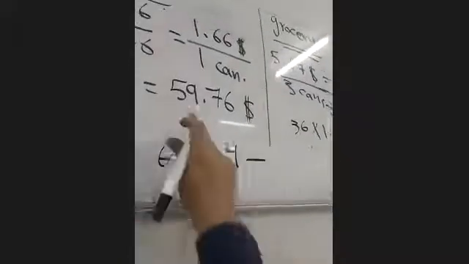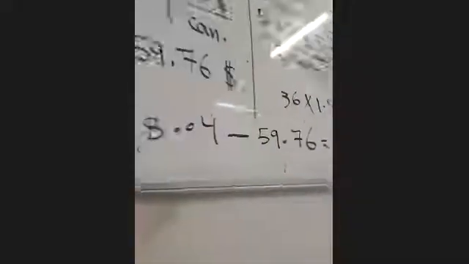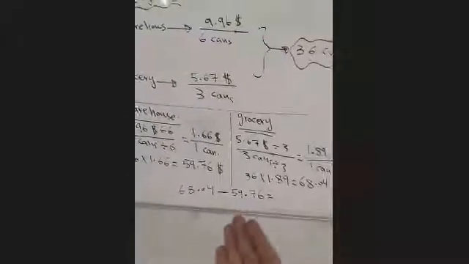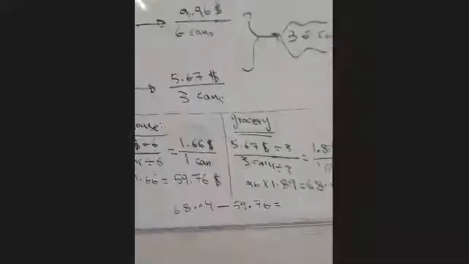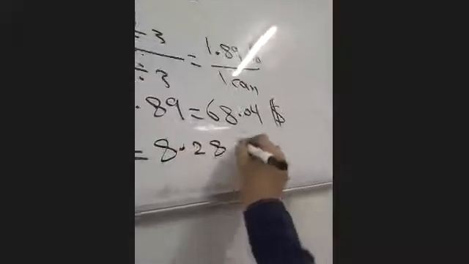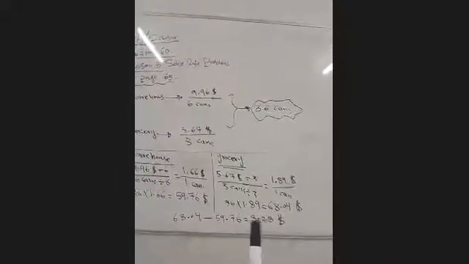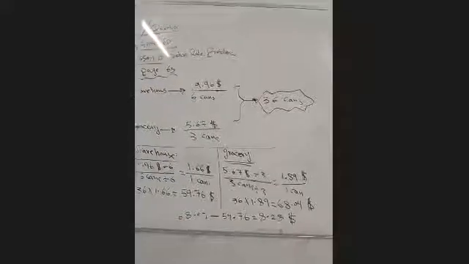minus 59.76. We'll do normal subtraction, put them over each other and subtract, and the answer will be, guys, let me calculate it here, 68.04 minus 59.76, it's 8.28. 8.28 what? Dollars. So, if this man bought from the warehouse, he will save how much, guys? $8.28.